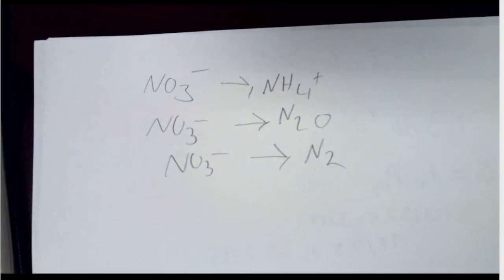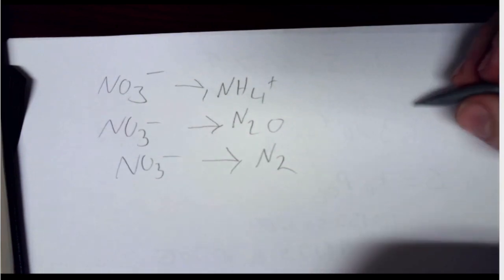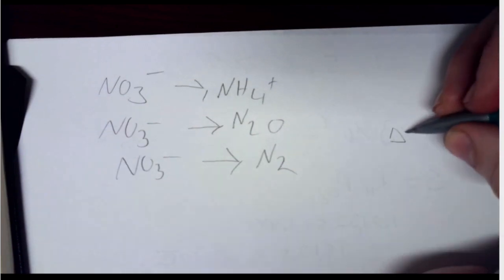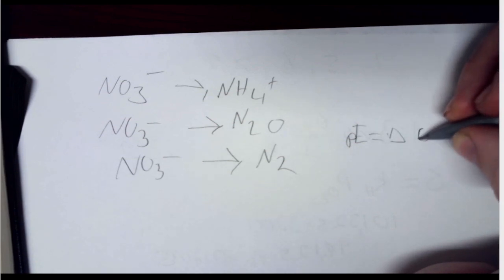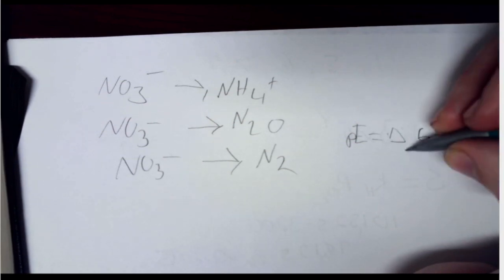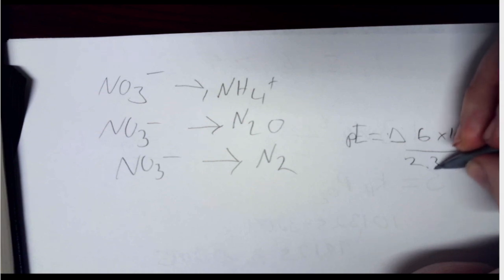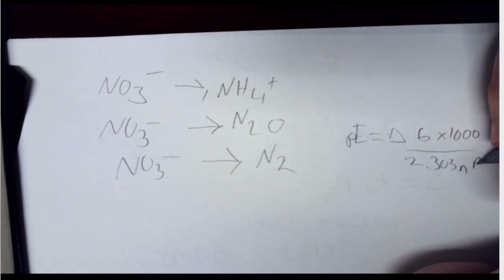So we need a balanced equation for each of these so we can figure out the number of electrons and what have you. Once we have the balanced equation, we can calculate the Gibbs value and then turn the Gibbs value into pE, because there is a direct relation: pE is equal to the Gibbs times 1,000 divided by 2.303 nRT.